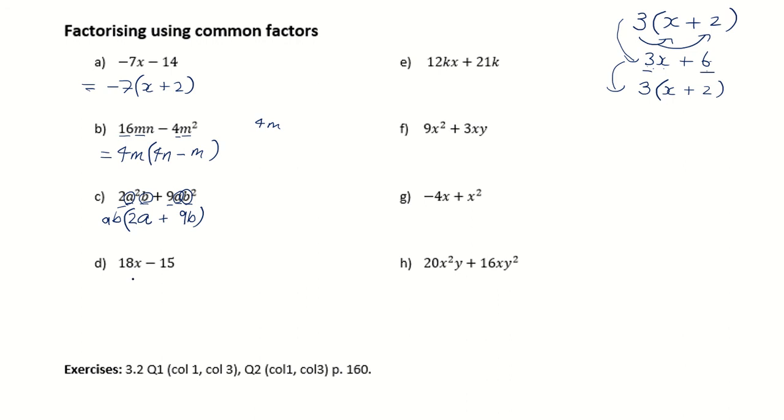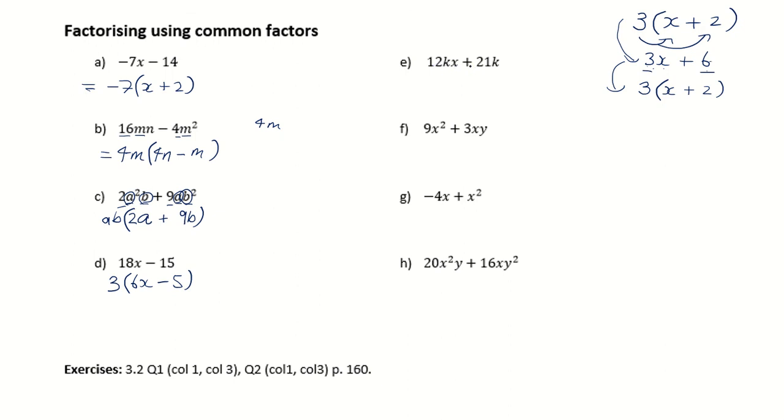For the fourth one, 18 and 15, what do they have in common? Not 5s, they have 3s in common. 3 6s are 18, and 3 5s are 15. So we can take out a common factor of 3. So 3 times 6x will give us 18x, and 3 times negative 5 will give us negative 15. So on to the next one.